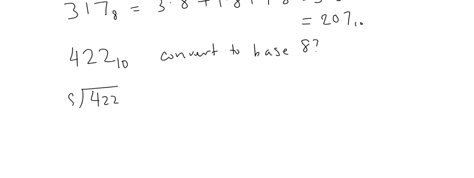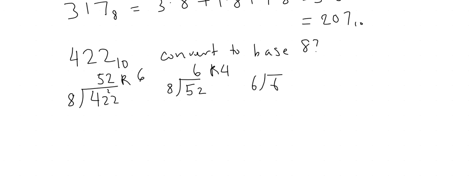This will be 52 with remainder of 6. And then you take 52 and you divide it by 8, and this will be 6 with a remainder 4. And then lastly, you have 6 divided by 8, which is just 0 with the remainder of 6.